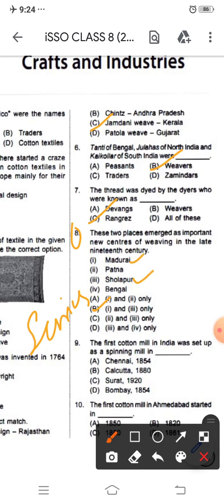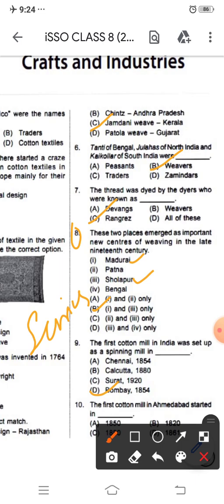Next question is, the first cotton mill in India was set up as a spinning mill in dash. Options: Chennai 1854, Calcutta 1880, Surat 1920, Bombay 1854. The correct option from this I'm going to choose is Bombay 1854.